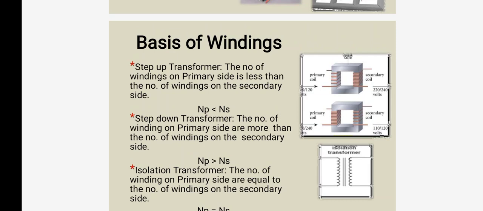Similarly, step down transformer: the number of windings on the primary side is more, and the number of windings on the secondary side is very less. NP is greater than NS. You can see more winding on the primary and less winding on the secondary.